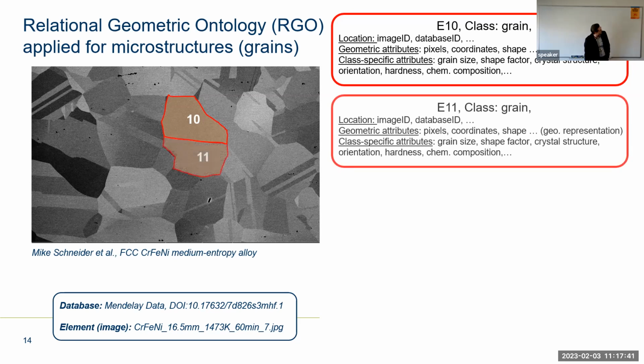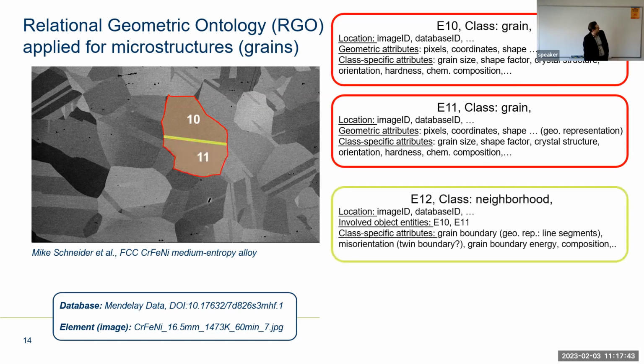Well, then I can do the same, right? There are multiple grains here, and there's a neighborhood. The neighborhood in terms of grains is very interesting because it can be characterized as a grain boundary. Again, there are thousands and thousands of papers about the properties of a grain boundary. There are things like the misorientation. Is it a twin boundary, some special boundary? You can calculate grain boundary energies and so on.